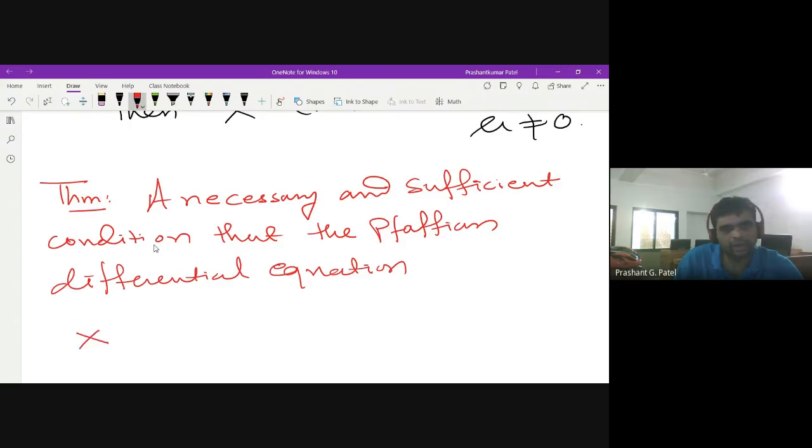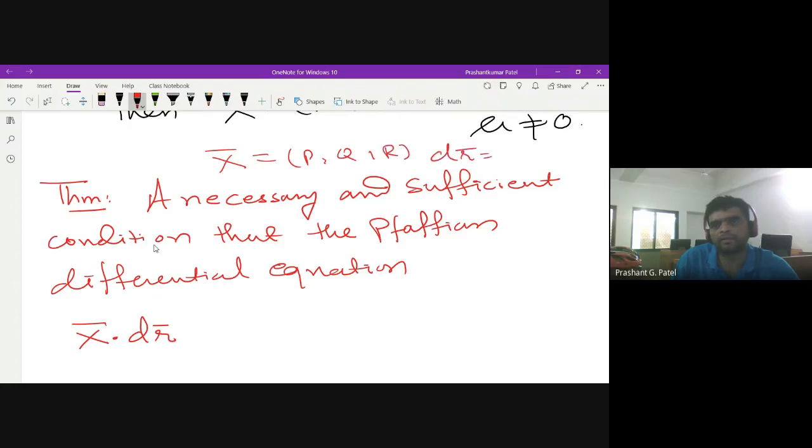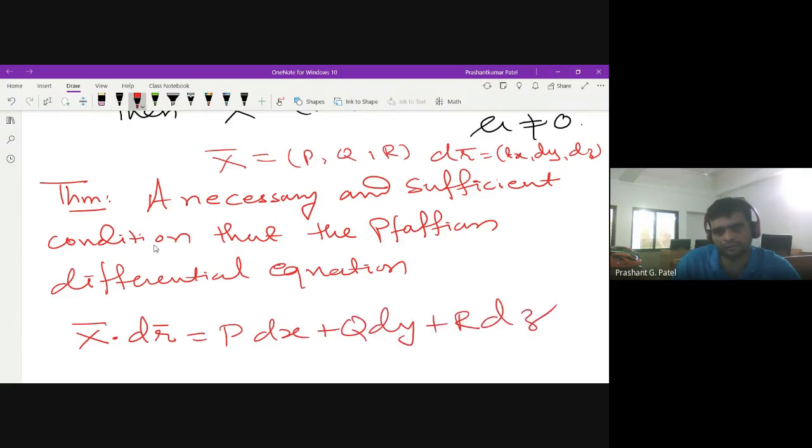that is x bar dot d r bar. The x bar is P, Q, R and d r bar is dx, dy, dz. A dot product of these two will give me P, where P is a function of x, y, z. So P dx plus Q dy plus R dz equal to 0. So it is a Pfaffian differential equation in 3 variables.